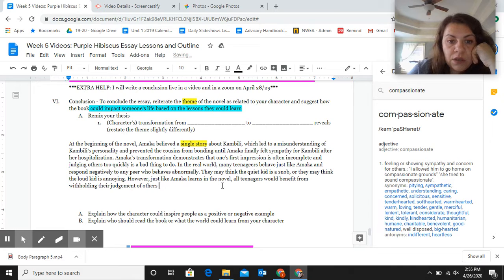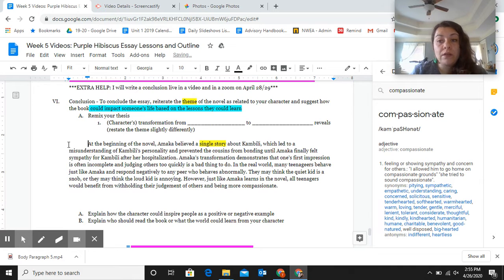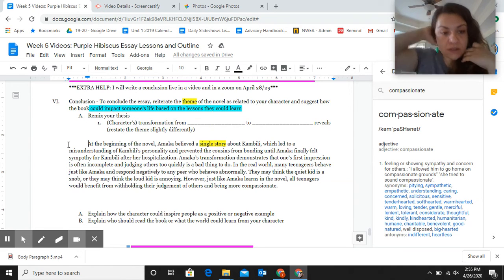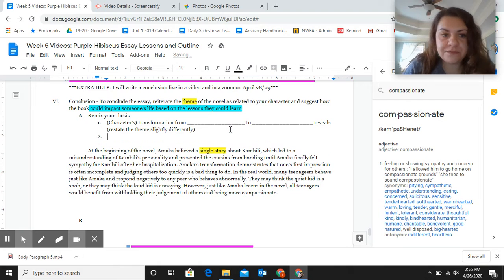I'm not going to finish that. It's withholding their judgment of others and being more compassionate. Boom! That's a conclusion. Is it a good conclusion? I mean, it does what the outline asks to do. Is it the best conclusion I've ever written? No, but let's check the outline I gave you and see what it did.